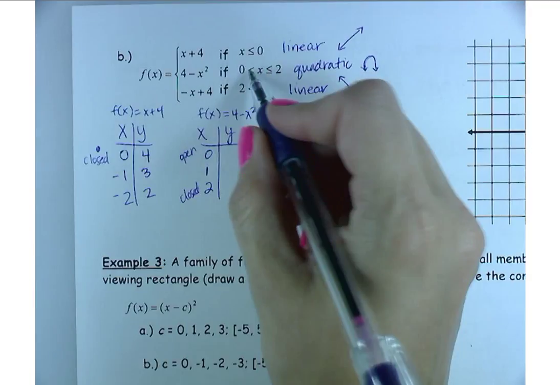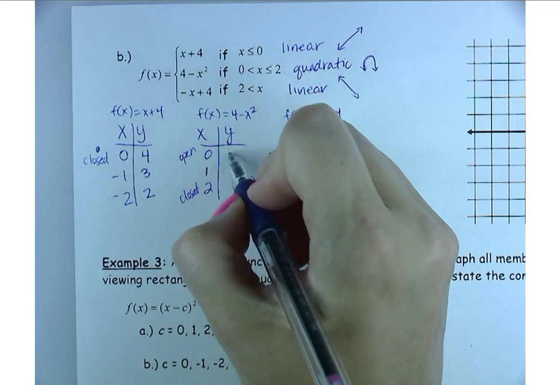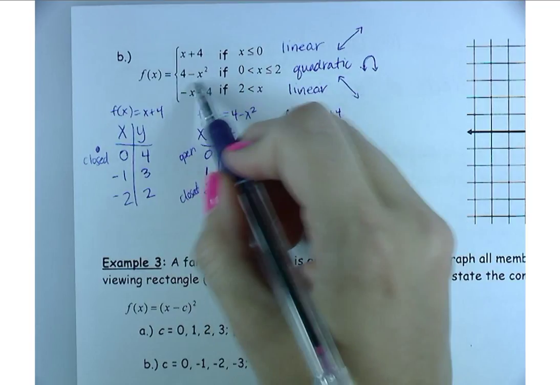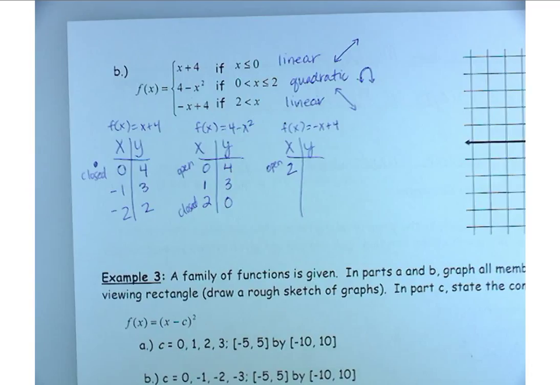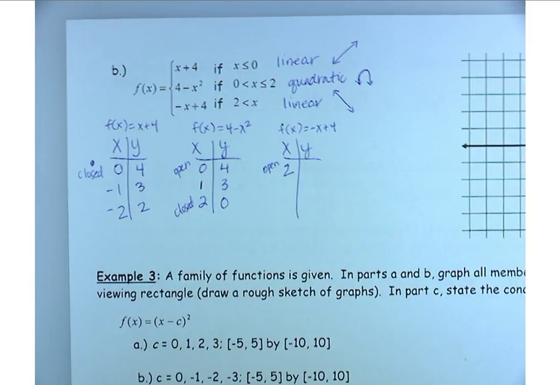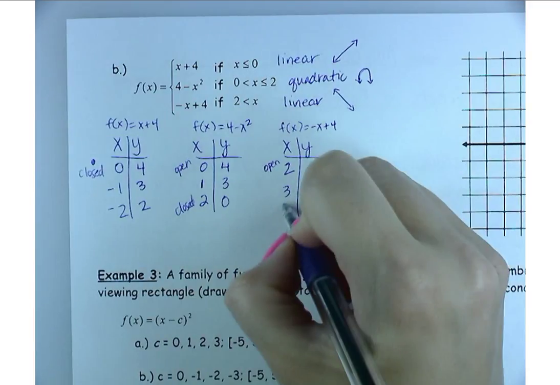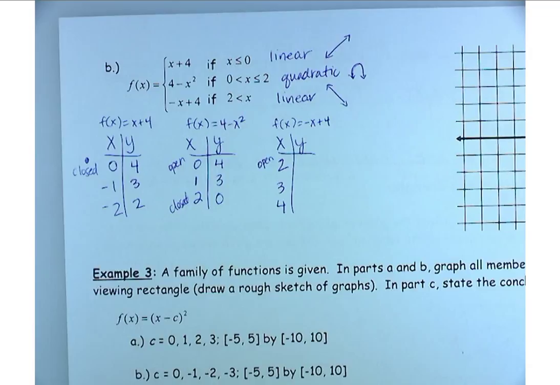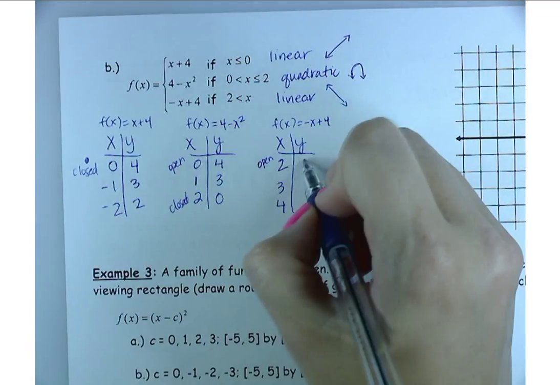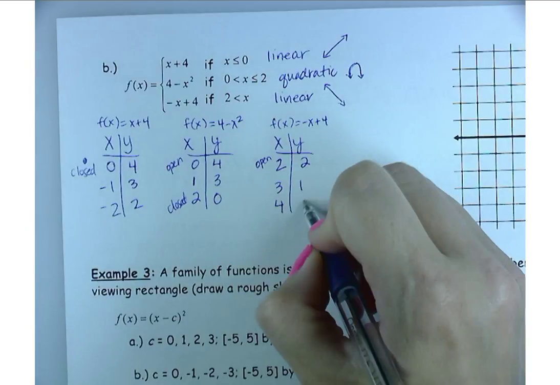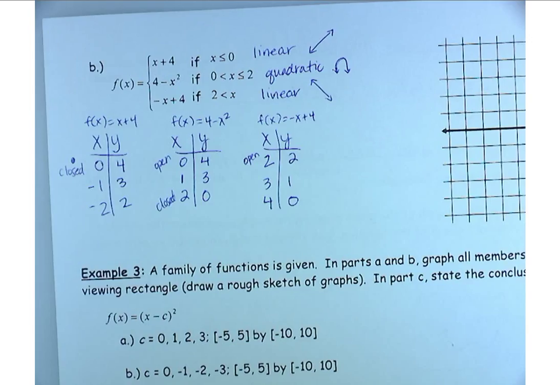If I plug in 0, 4 minus 0 squared is 4, 4 minus 1 squared is 3, 4 minus 2 squared is going to be 0. Okay, and then Anna, for my last one, what are some other values I could put on here? 3 and 4. Okay, and Anna, when you plug in 2, what do you get out? 2. Yep. And then -3 plus 4 will be 1, and then -4 plus 4 will be 0. Okay, so now we're going to go ahead and graph those.